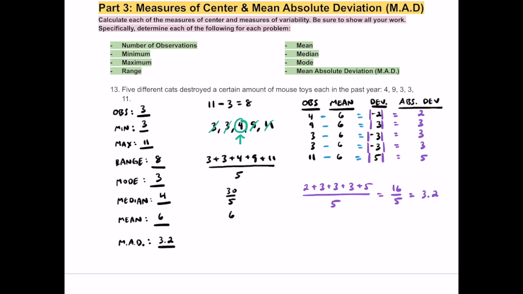Okay, so for number 13, we went and we solved all of this. So on average, each of these mice are destroying 3.2 toys compared to the average number of toys that have been destroyed, or mouse toys rather. Okay, so there's number 13.